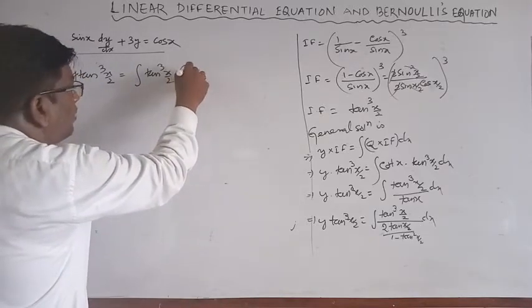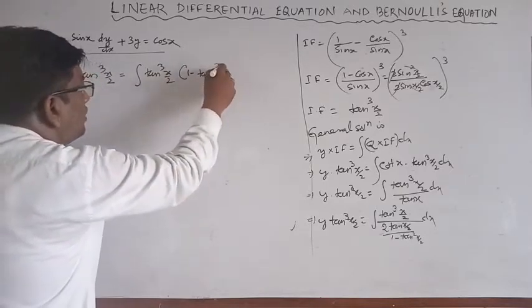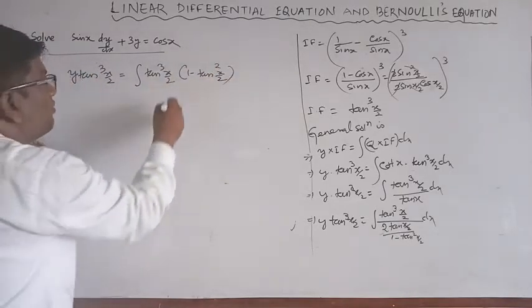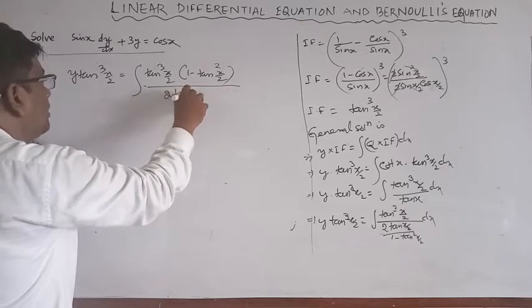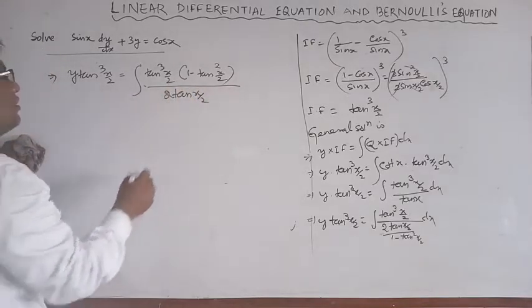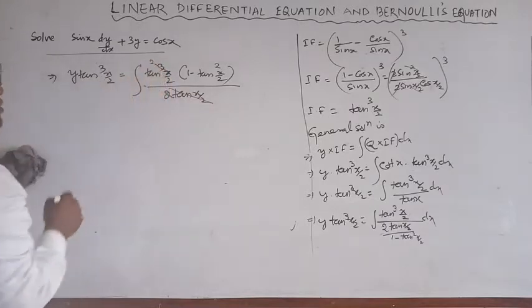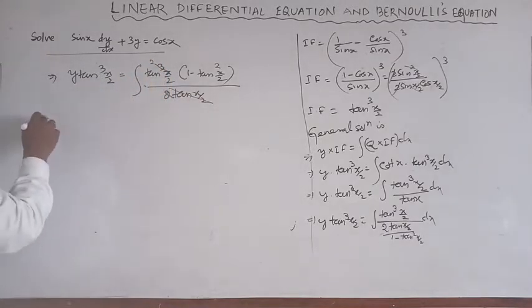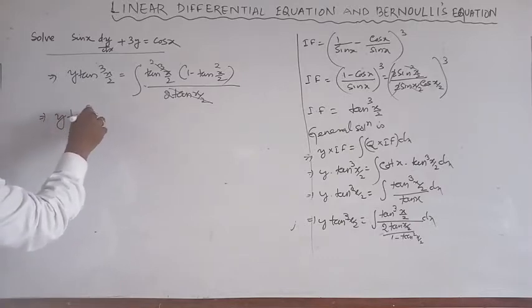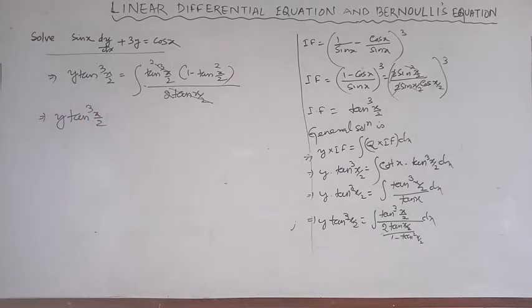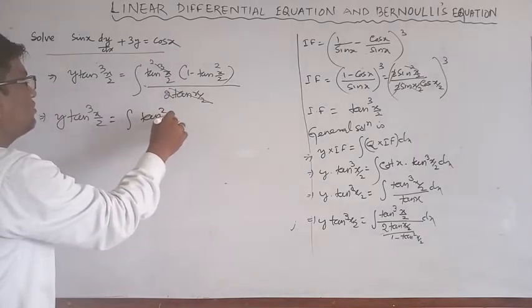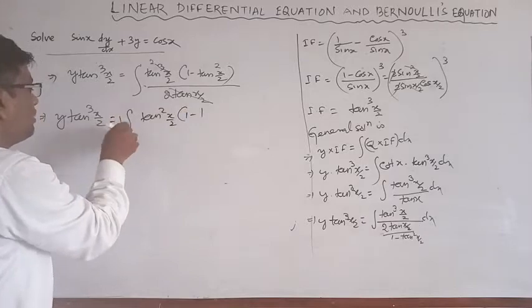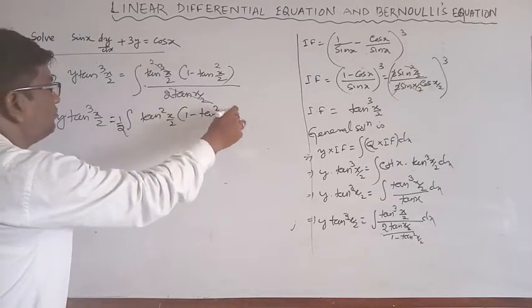Into 1 minus tan square x by 2 divided by 2 tan x by 2. Here tan x by 2 and this is square. So this is equal to y into tan cube x by 2. Y into tan cube x by 2 is equal to, this is tan square x by 2, 1 by 2, 1 minus tan square x by 2.